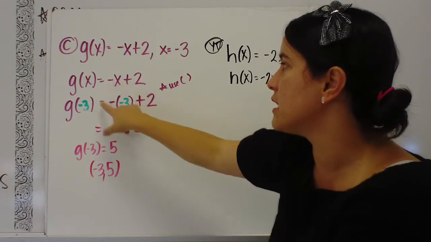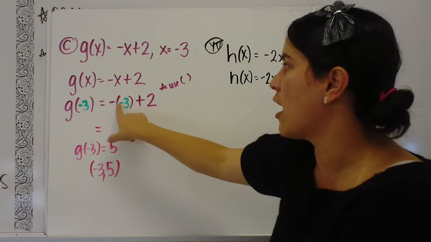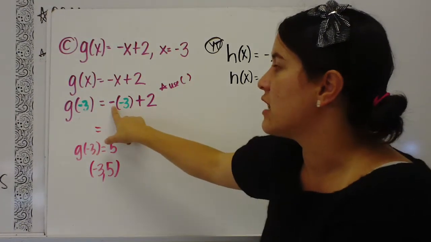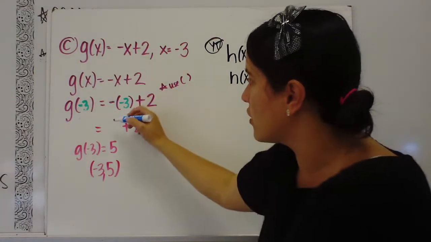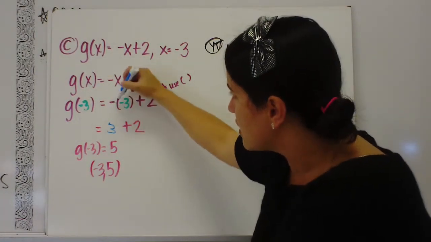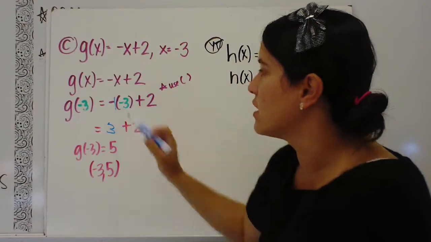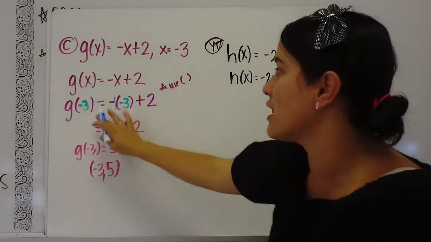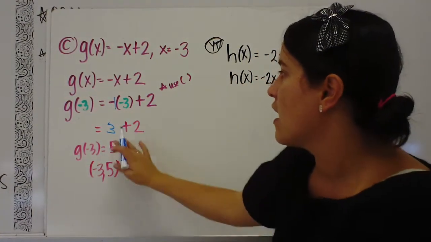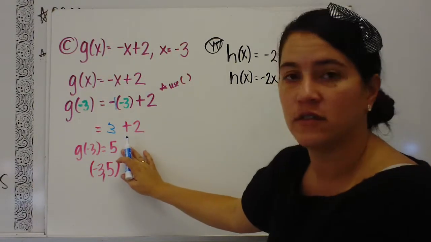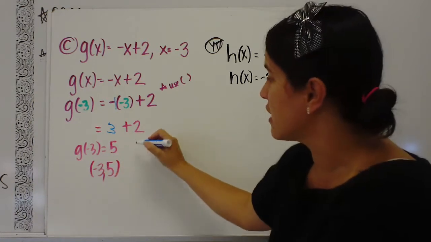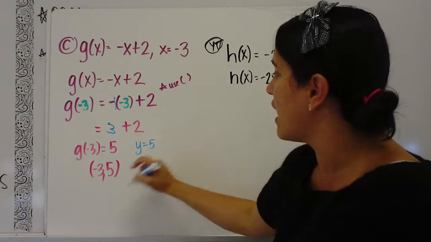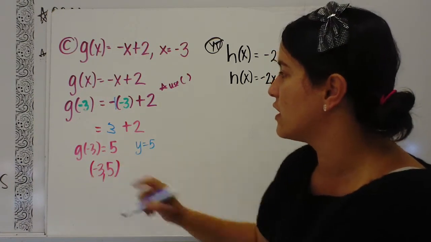So the opposite of negative 3. The opposite of negative 3 plus 2. The opposite of negative 3 is going to be positive 3. In other words, this is like a negative 1. Negative 1 times negative 3 is going to be positive 3. The opposite of negative 3, 3 plus 2 is 5. So g of negative 3 is equal to 5. So that's like saying y is equal to 5, and then I have my ordered pair, negative 3, 5.